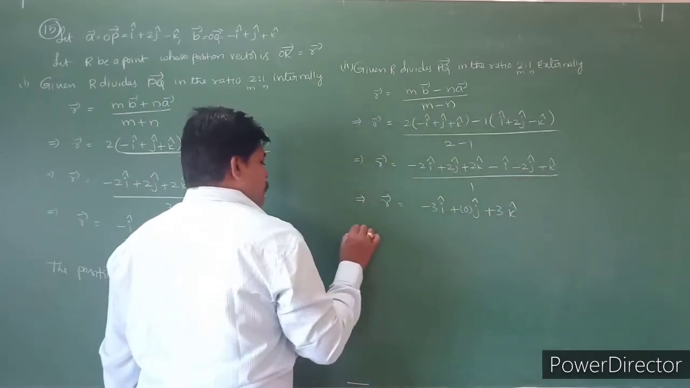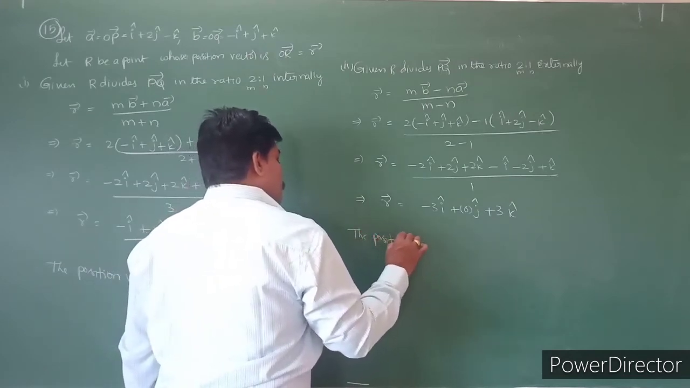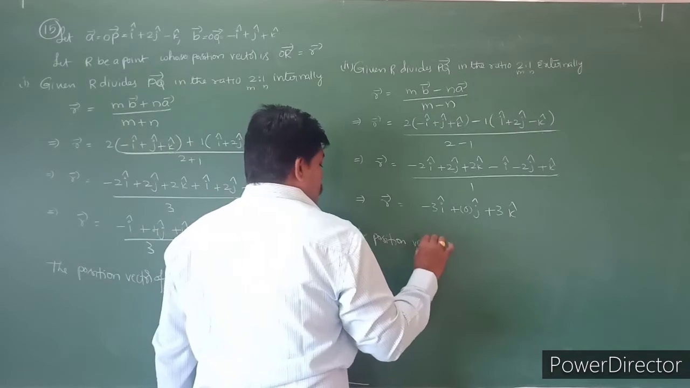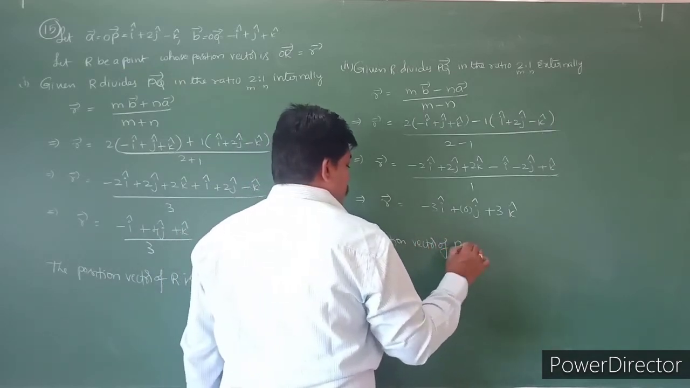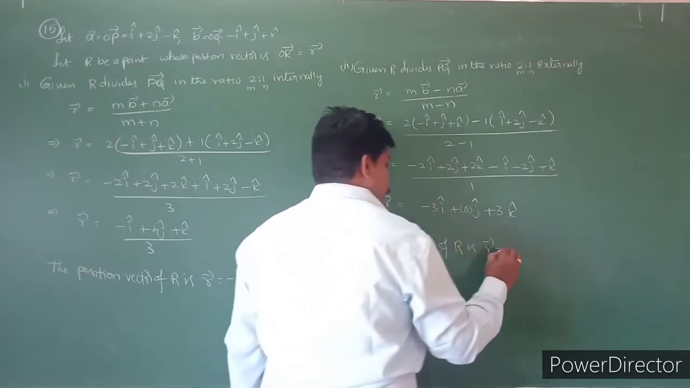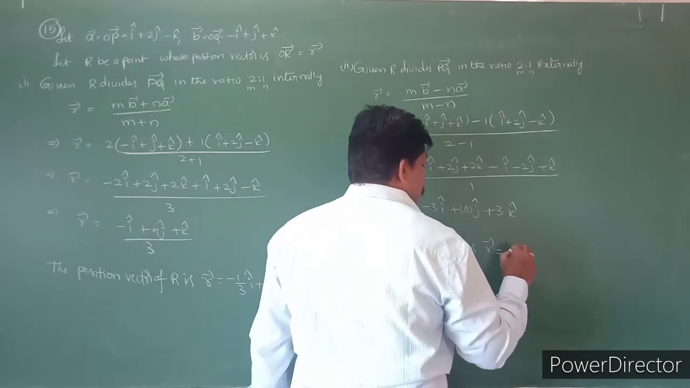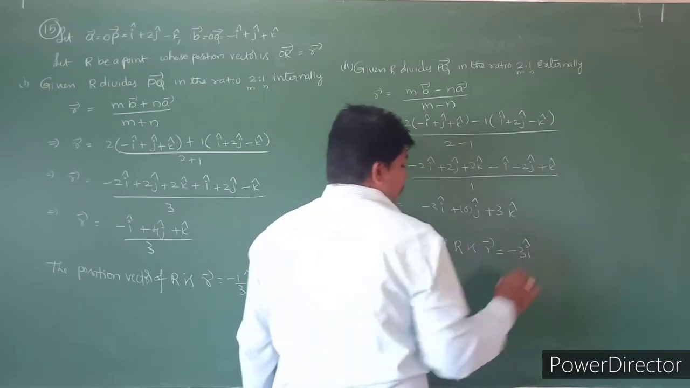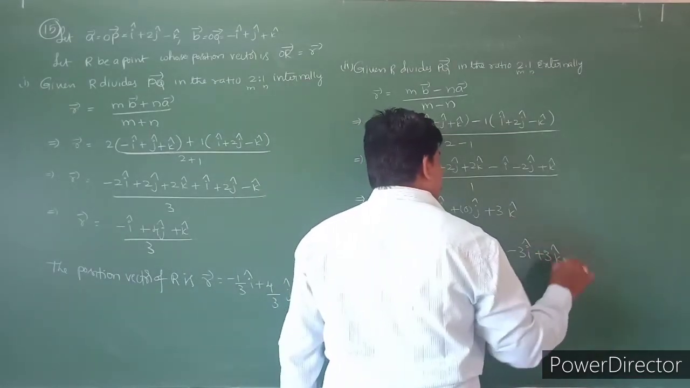So therefore the position vector of r, r bar, is equal to minus 3i cap plus 3k cap.